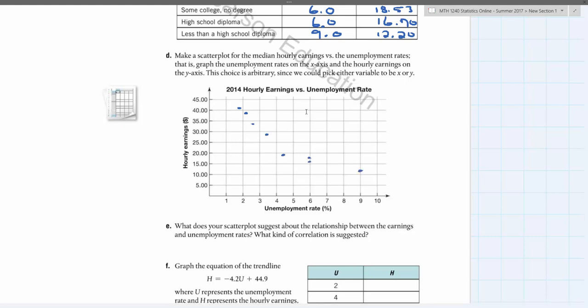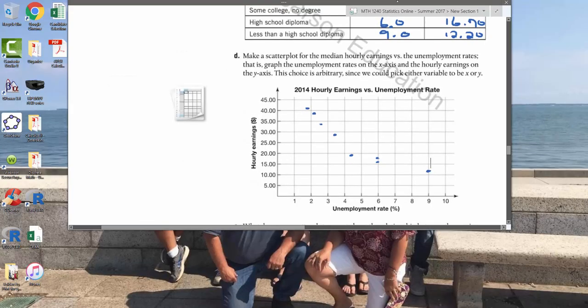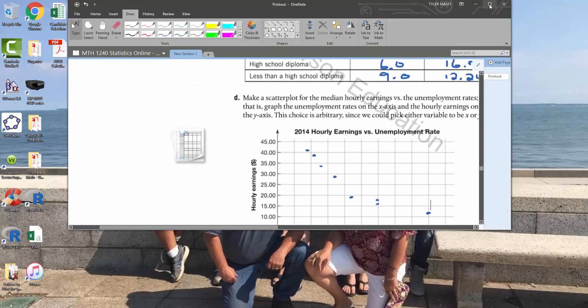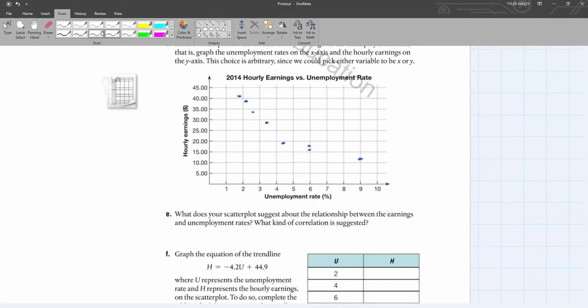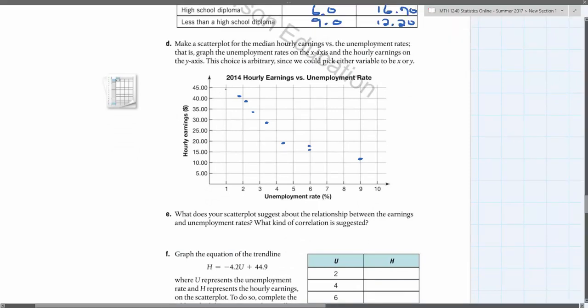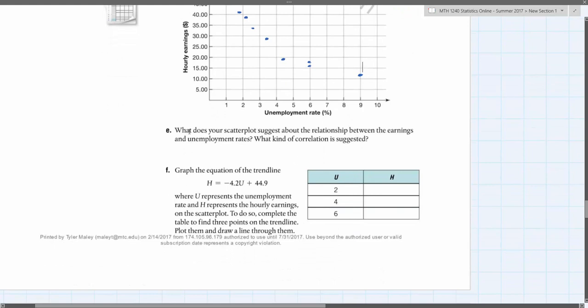All right, so I got all these points plotted. You can see we kind of have this linear trend going on. If I were to eyeball this, we might see maybe a trend line looking something like this, in this direction. If we keep going on, part E says, what does your scatter plot suggest about the relationship between the earnings and unemployment rates? What kind of correlation is suggested?